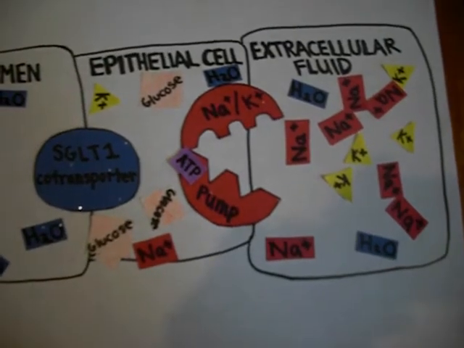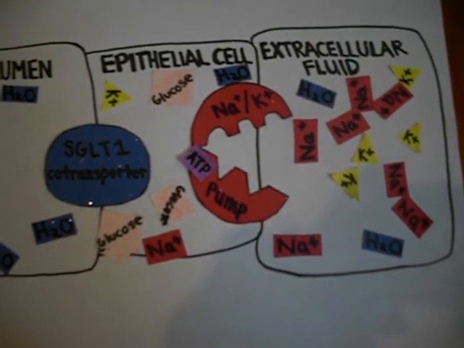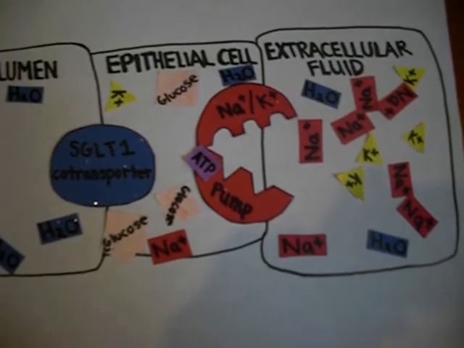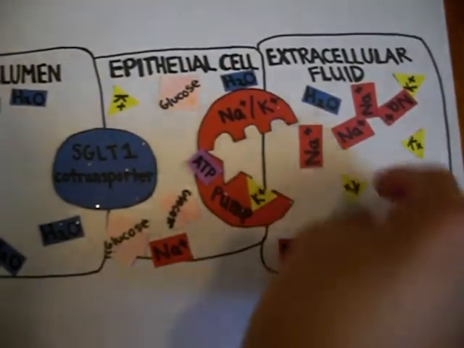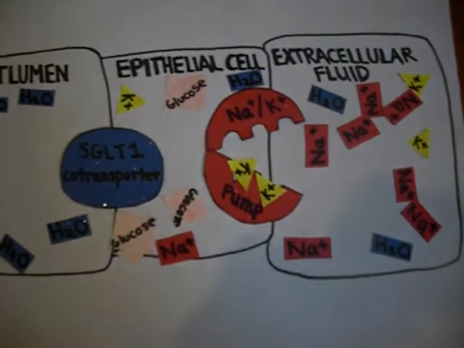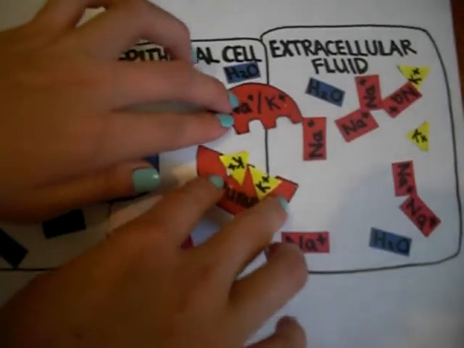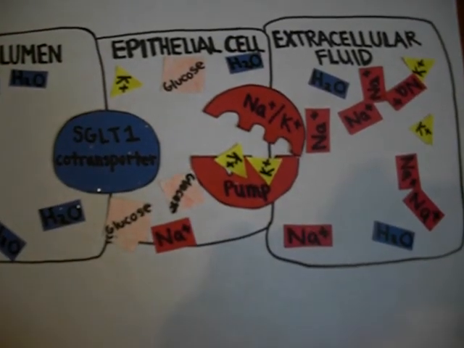The pump then binds 2 potassium ions from the extracellular fluid, which releases the phosphate and induces another conformational change. This then releases potassium and allows the cycle to start again.